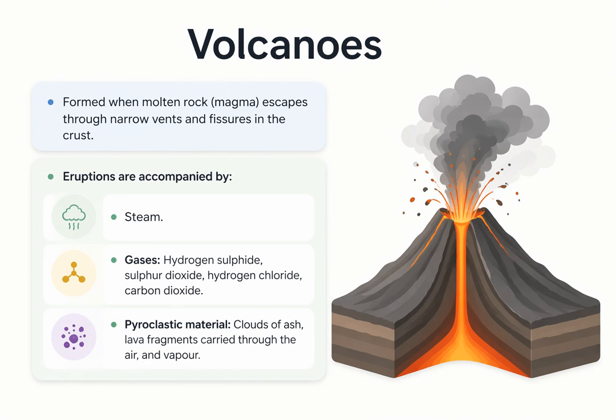These eruptions are highly complex, releasing massive amounts of steam and toxic gases like hydrogen sulfide, sulfur dioxide, and carbon dioxide. They also violently eject pyroclastic material, which includes dense clouds of hot ash and glowing lava fragments blasted high into the air. Understanding these powerful internal forces sets the perfect stage for us to explore what happens when forces from above the surface start tearing these landscapes down.